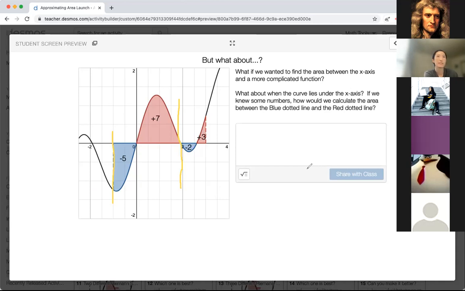What are our thoughts? I see a +2. Any other guesses?